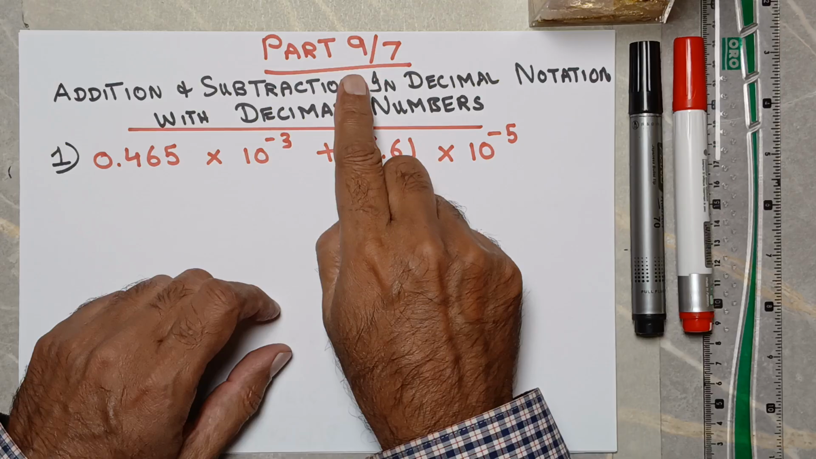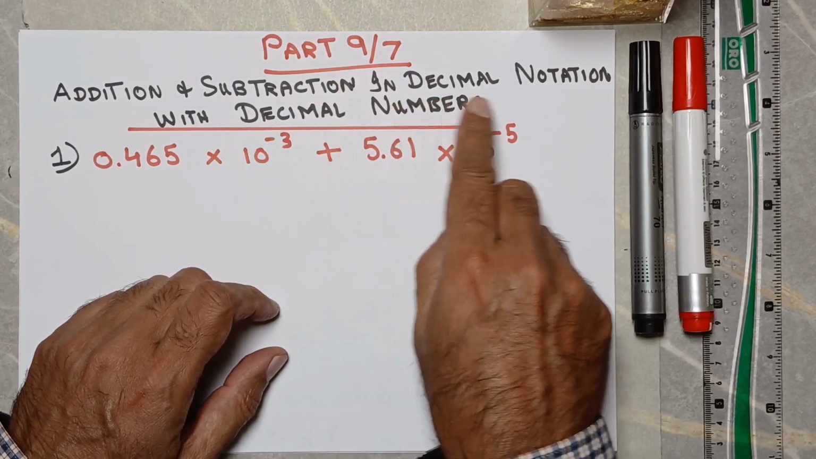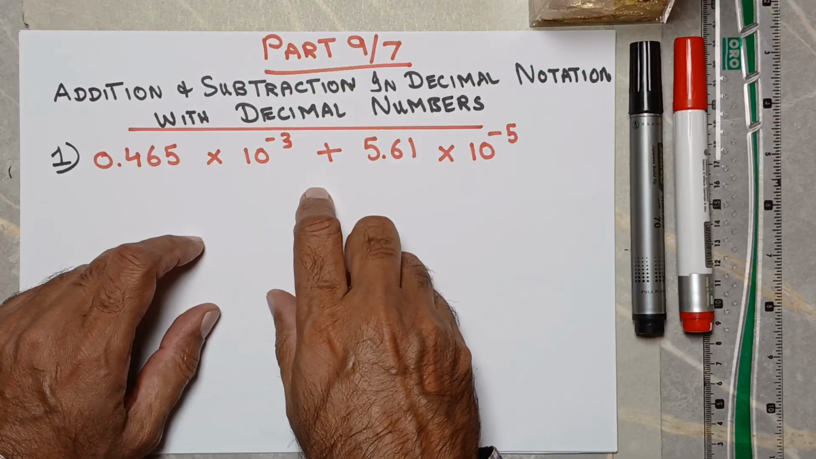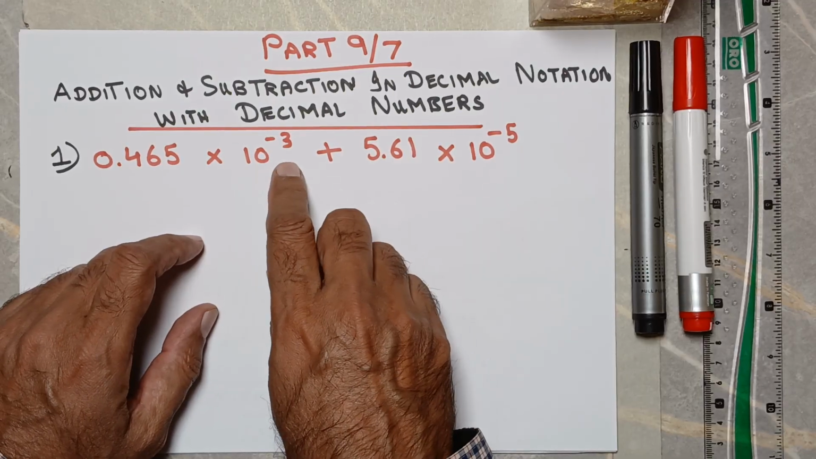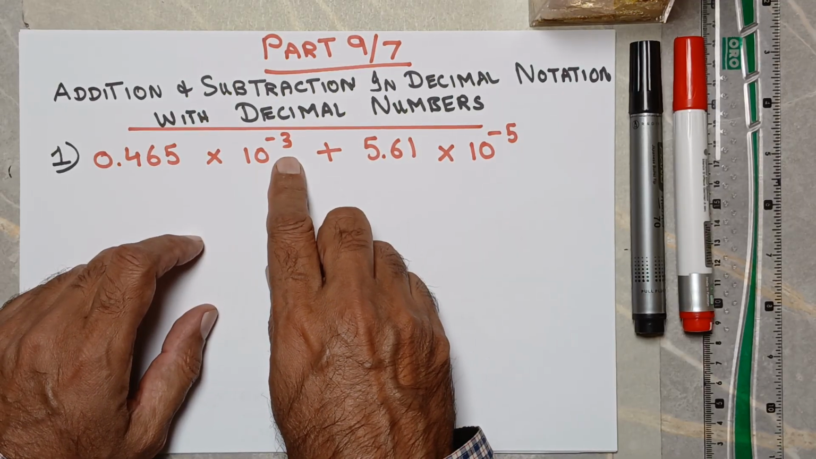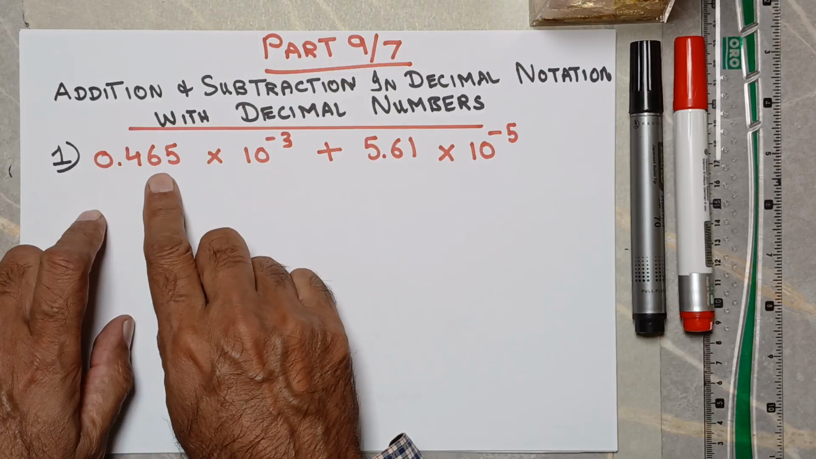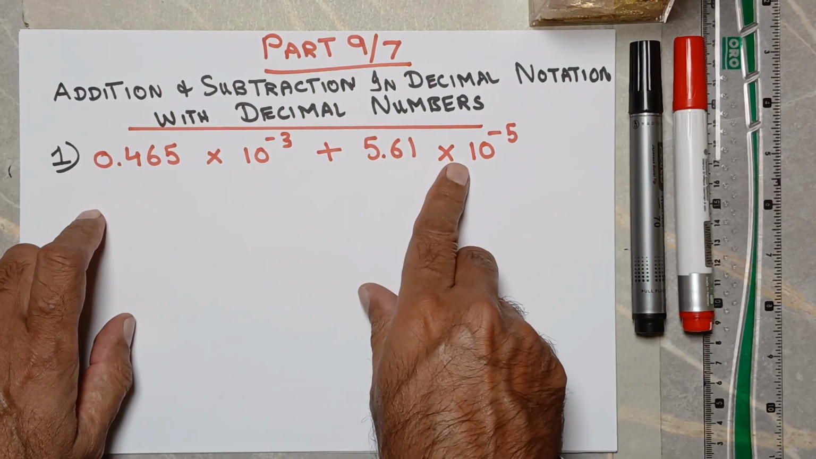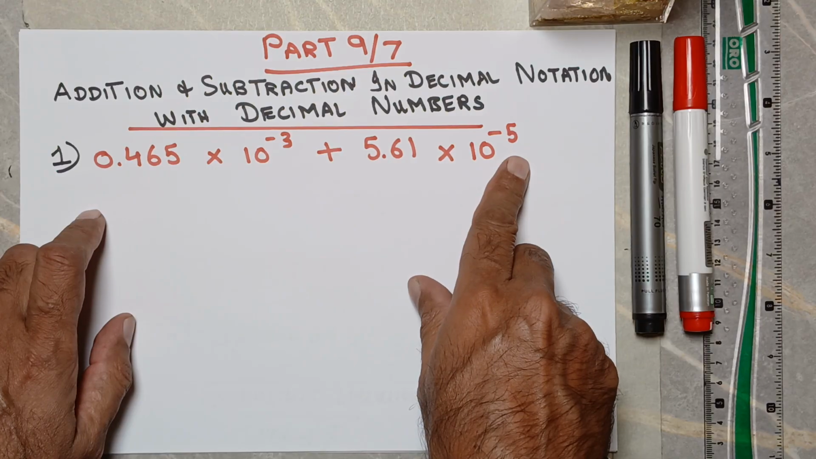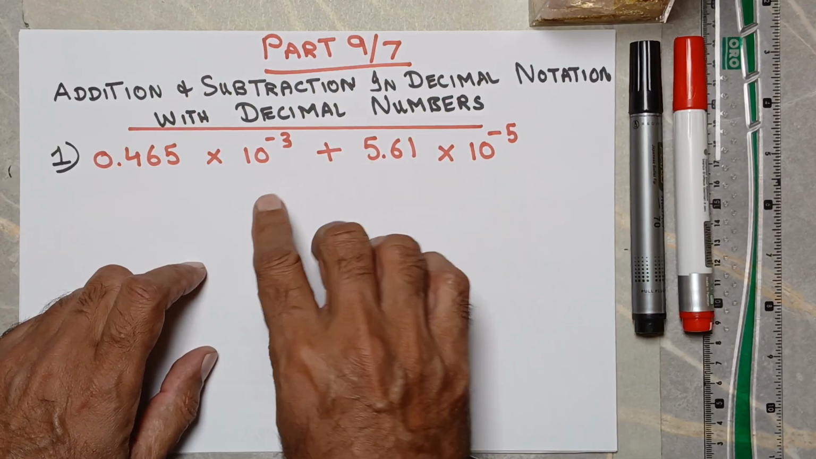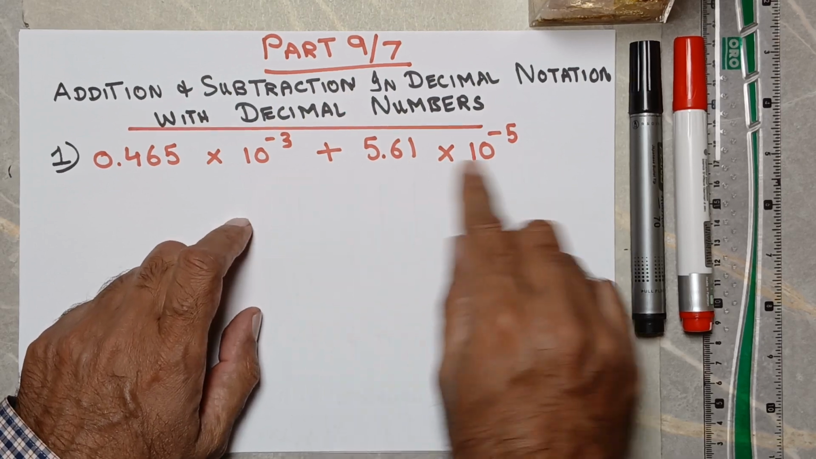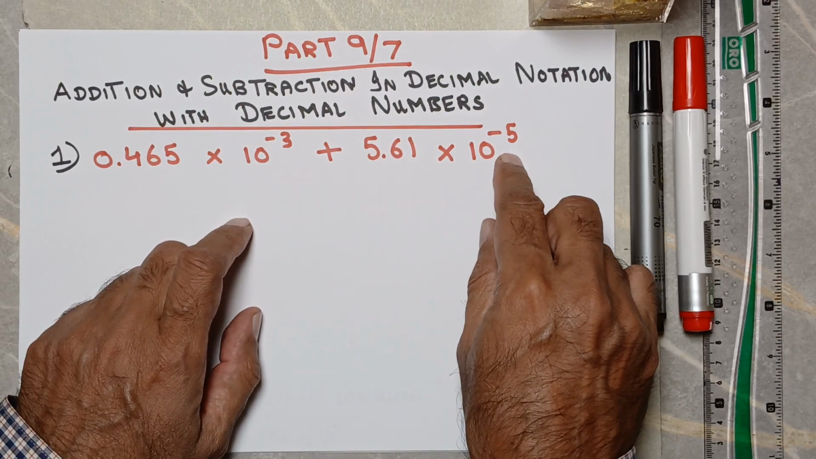Today is part 9/7, addition and subtraction in decimal notation with decimal numbers. The first question is a peculiar problem regarding the powers of the exponent, and it says 0.465 times 10 raised to the power minus 3 plus 5.61 times 10 raised to the power minus 5. Here we have to pick up the exponent value which is lower in terms of the power, and here it is 10 raised to the power minus 5.